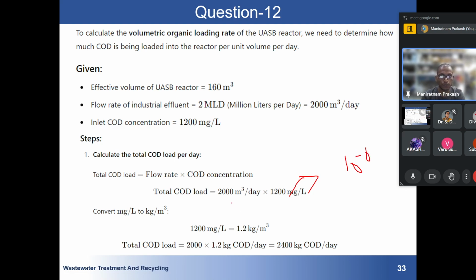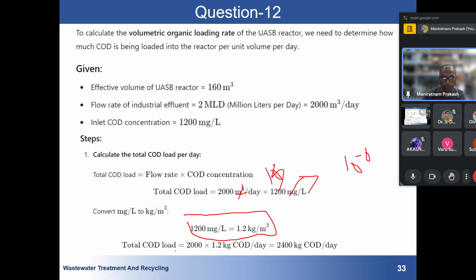Similarly, meter cube will be converted into liter by 10 to the power 3. Combining these two, overall there will be a factor of 10 to the power 3 between milligram per liter and kg per meter cube. So if we convert, we will find that 1200 milligram per liter will be 1.2 kg per meter cube, because there is a factor of 10 to the power minus 3.